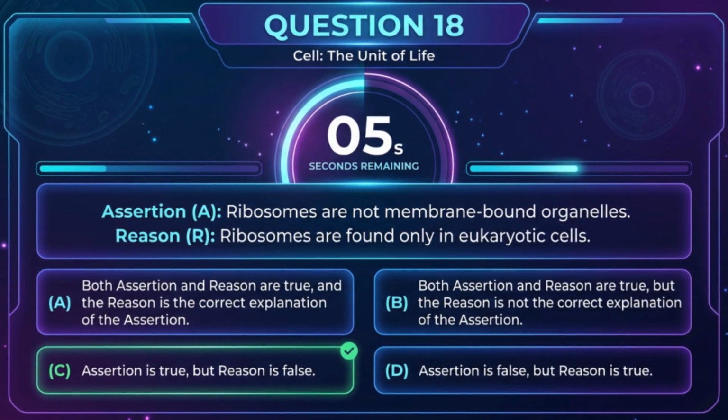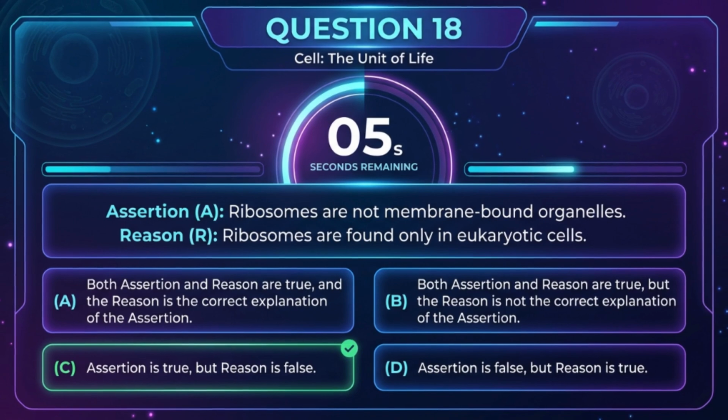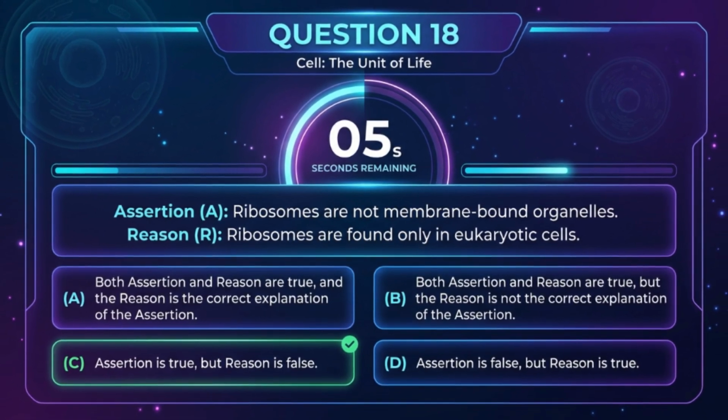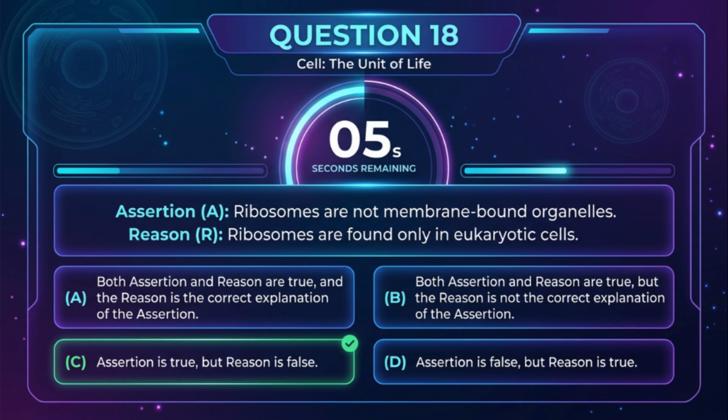Cell, the unit of life. Assertion A: ribosomes are not membrane-bound organelles. Reason R: ribosomes are found only in eukaryotic cells. 3, 2, 1. Ribosomes are indeed non-membrane bound, which is true, but they are found in both prokaryotes and eukaryotes, making the reason false. Option is C.